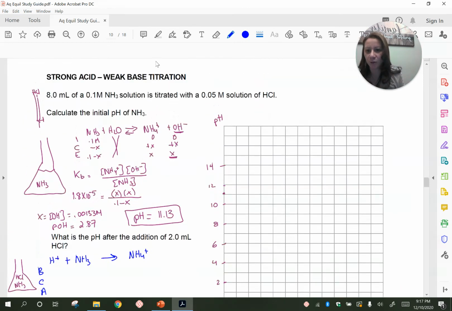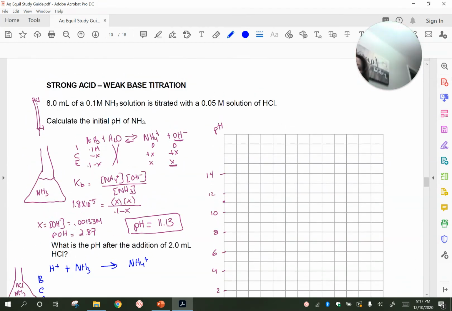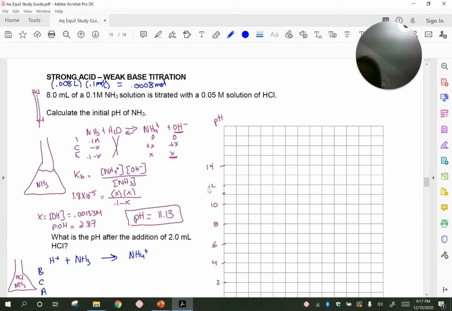Let's look at our ammonia first. We have 8 mils of 10th molar, so that's 0.008 liters times 0.1 moles per liter. So this gives us 0.0008 moles. For our acid, we have 2 milliliters, so 0.002 liters, and it is 0.05 moles per liter. So this gives us 0.0001 moles.